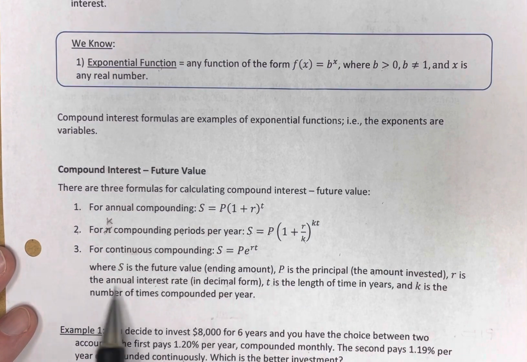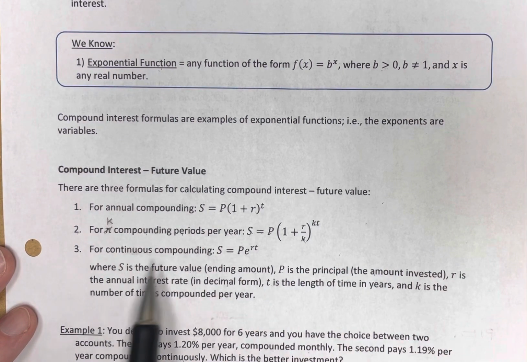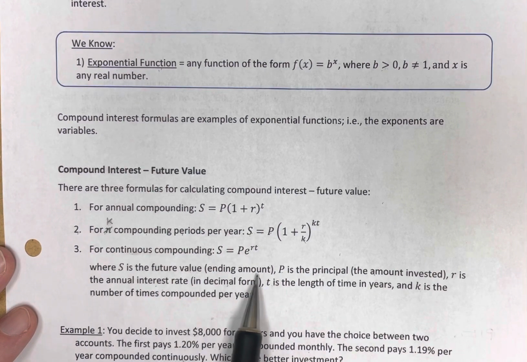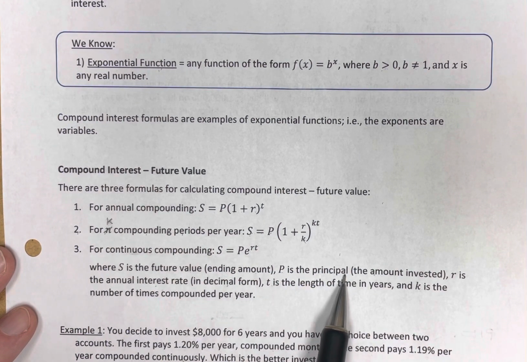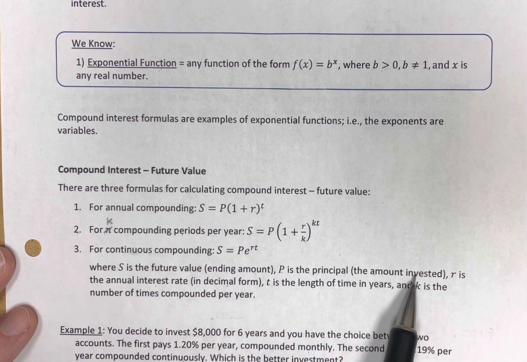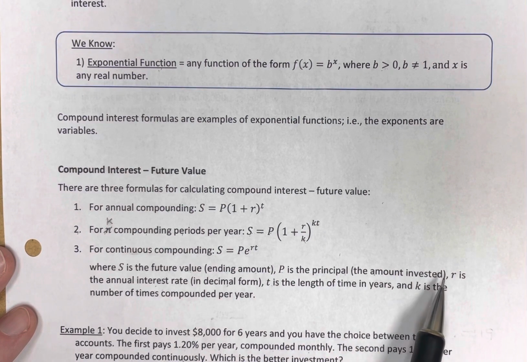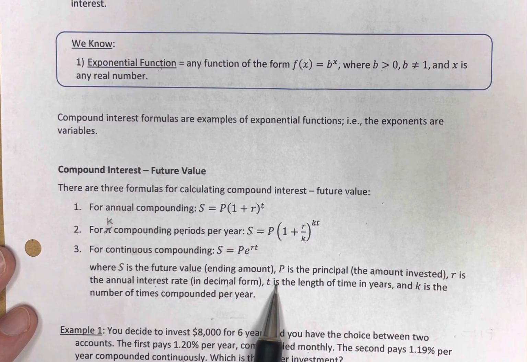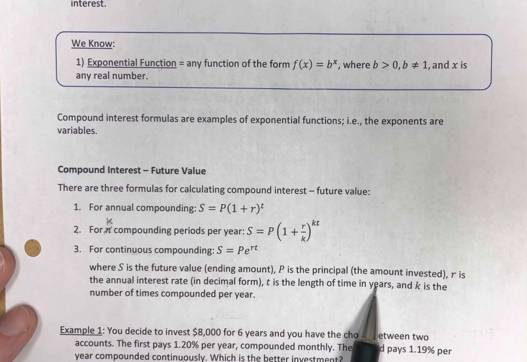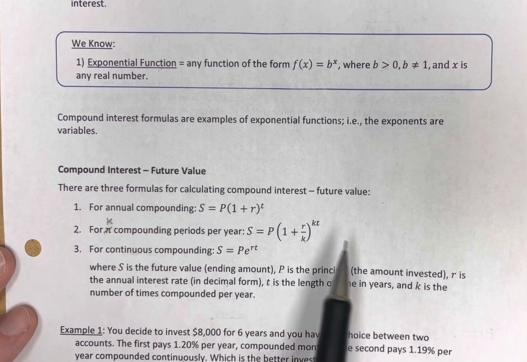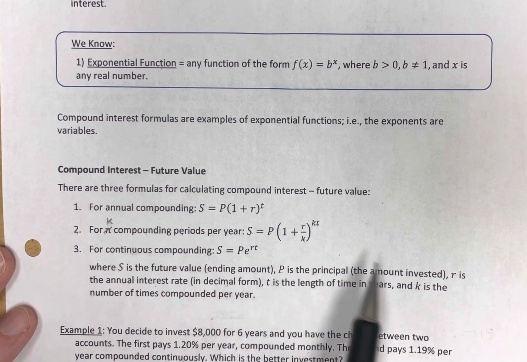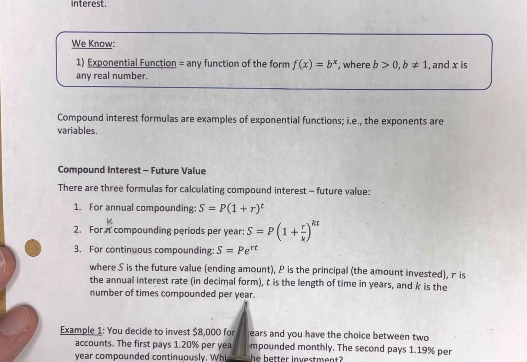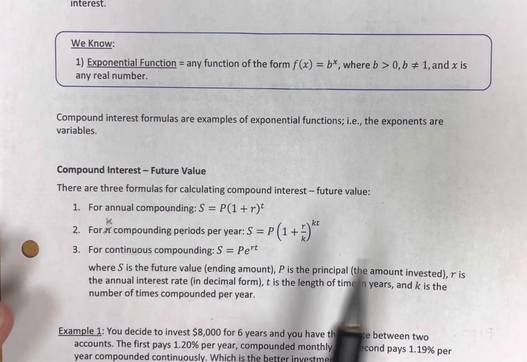All right, in all these formulas, the S is the future value, the ending amount. The P is the principal, the amount you're investing, or the beginning amount. The R is the annual interest rate in decimal form. The T is the length of time in years, and the K, which appears in this formula, is the number of times we're compounding per year.